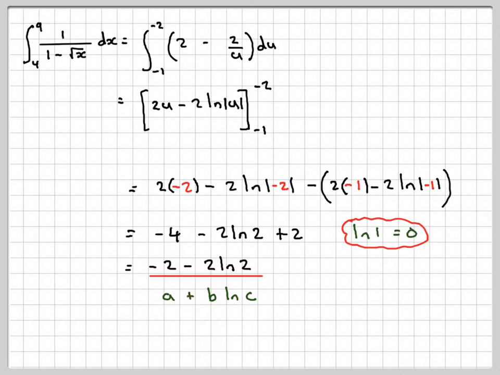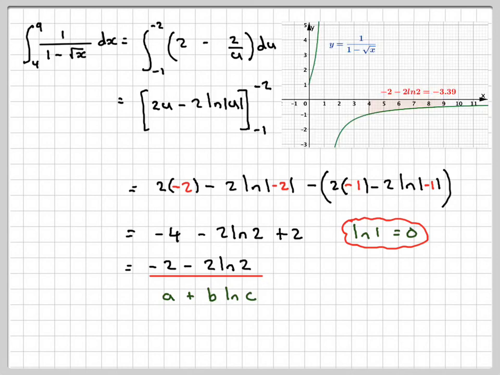a is minus 2, b is minus 2, and c is 2. If we look at this geometrically, this is the curve of 1 over 1 minus root x. This is the required area. We can see that minus 2 minus 2 ln of 2 is minus 3.39, correct to 3 significant figures.